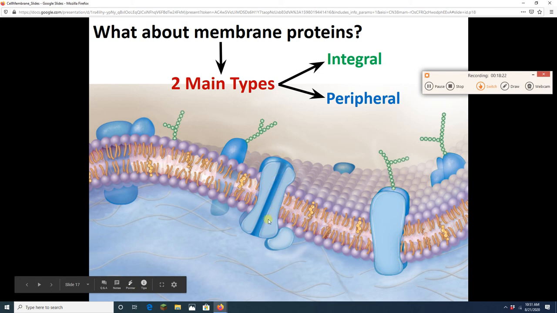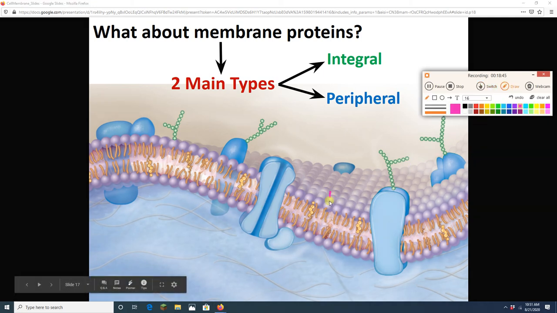Another integral protein right here. Another integral protein over here. Another one right here. By the way, this integral protein has a hole running through it. You can probably guess what that's going to be for. So integral proteins stretch into the wall. Okay? You might have an integral protein that doesn't quite stick out on both sides. Boom, boom, boom. Like that would be an integral protein too. It doesn't have to go perfectly all the way through, but it's got to get into the wall.